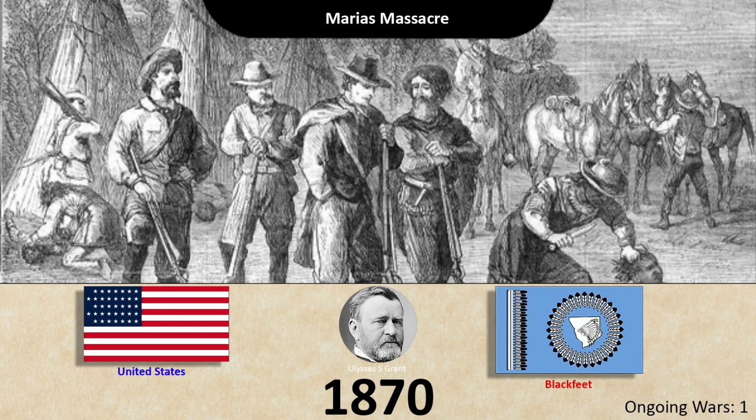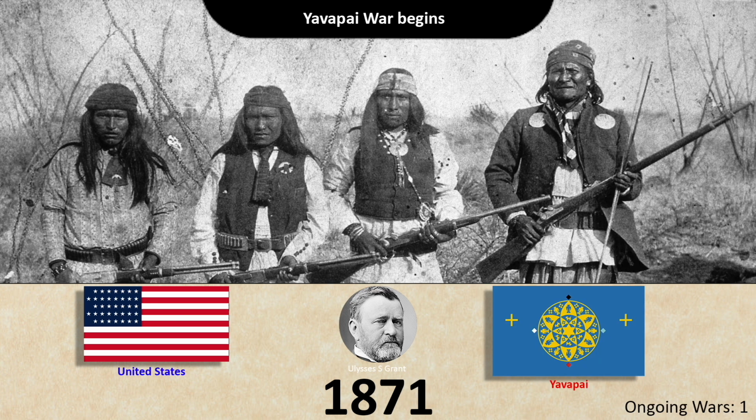They'd shoot into the lodges where the people were sleeping. About 200 people were killed, and then they burned the bodies. A year later, in 1871, the Yavapai War would begin.